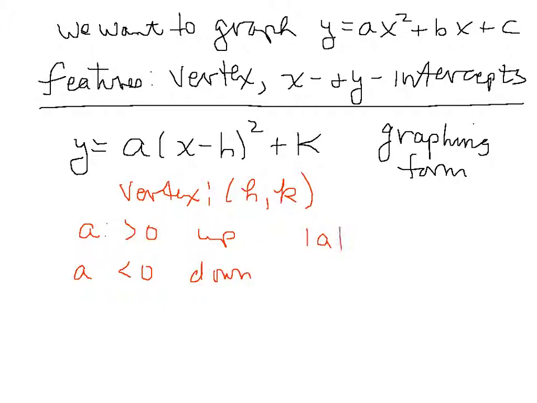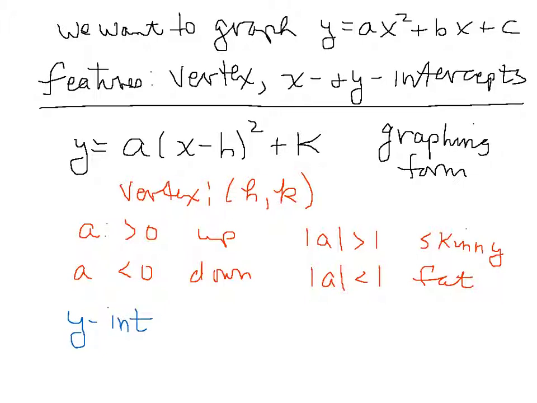If the absolute value of a is greater than 1, it's going to be skinny. And if the absolute value of a is less than 1, it's going to be fat. And the other thing that we can get, and we actually get it by looking at the original equation right here, which is the right place to look for this, the y-intercept is what we get when we set x equal to 0, and that's simply going to be c.